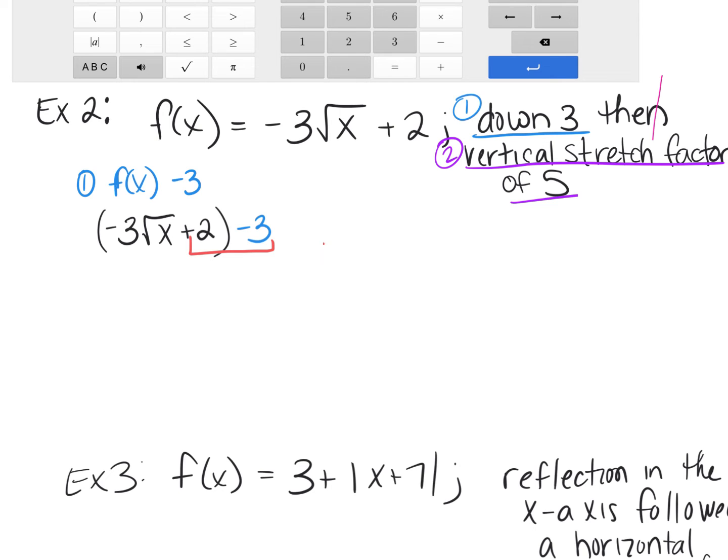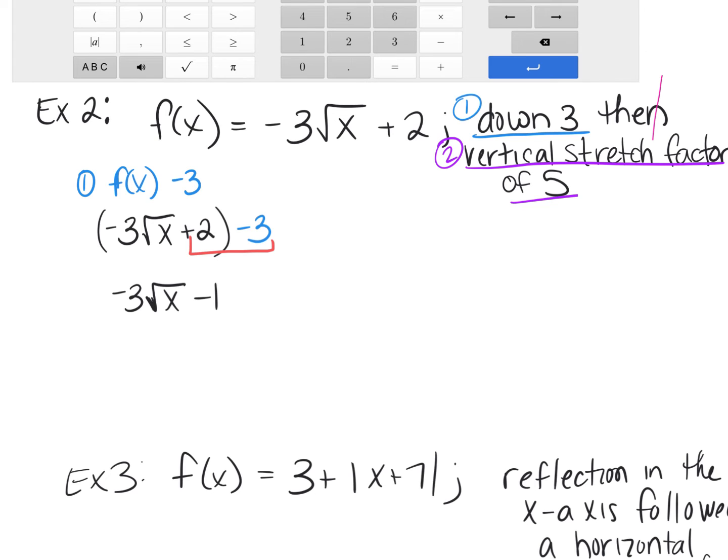So if it was like this, we can't combine the 2 and the 3 because that 2 is under the radical. So what do I get when I combine those? -1. So -3 plus the square root of x minus 1.